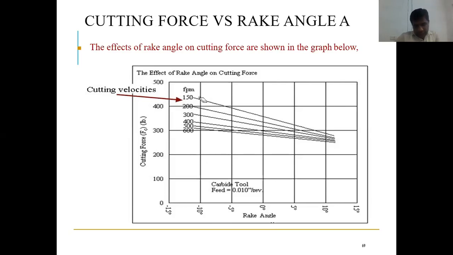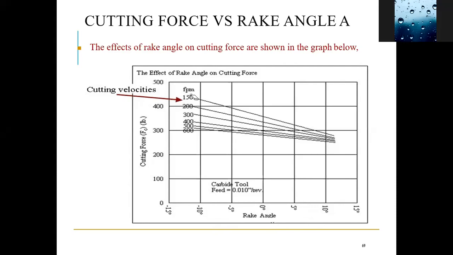If you take this, this is something about 150 foot per minute speed. So at this particular speed, as your rake angle is increasing, from negative to positive, the cutting force required is decreasing. That's why I previously told also, if rake angle is positive, as rake angle increases, cutting force is decreasing. With less cutting force, you can remove the material, right? If angle is less, you need to have more force.